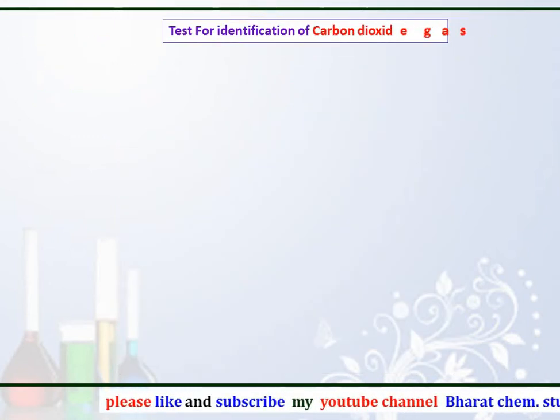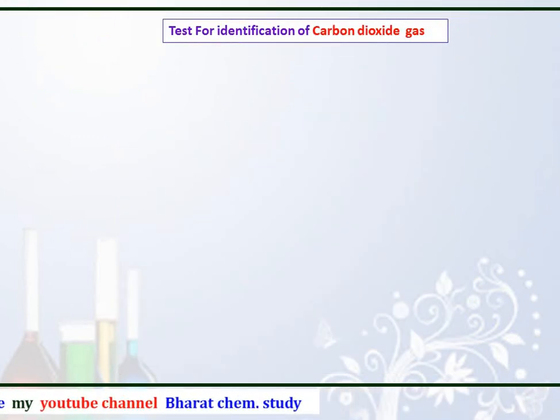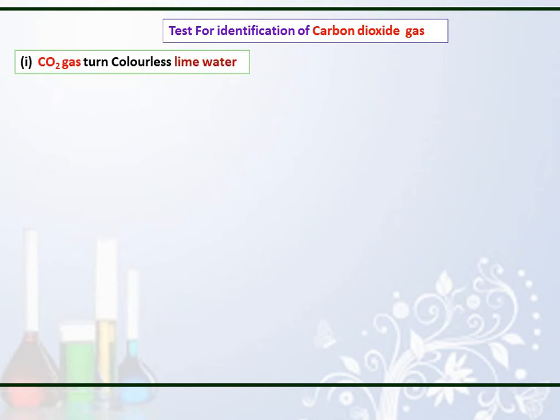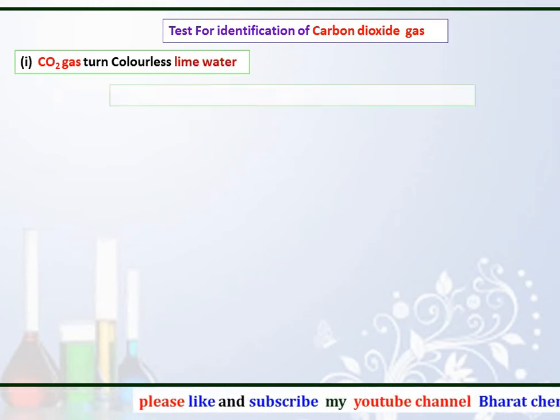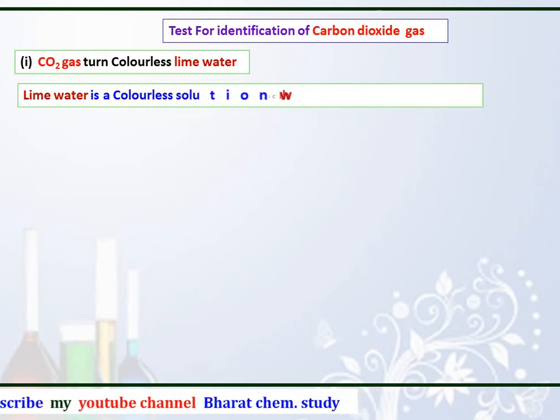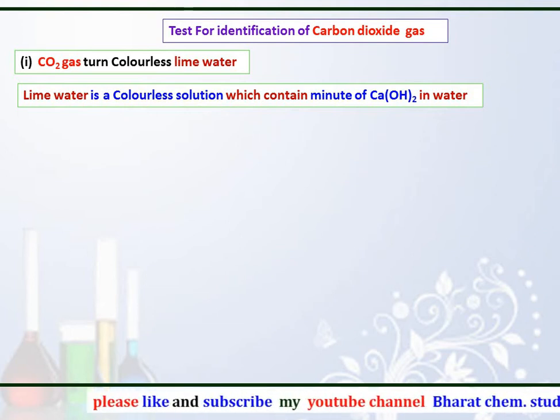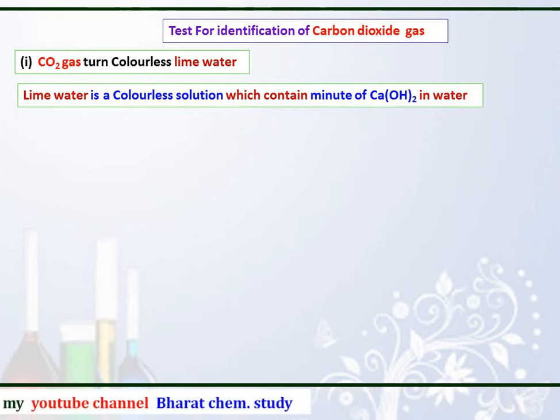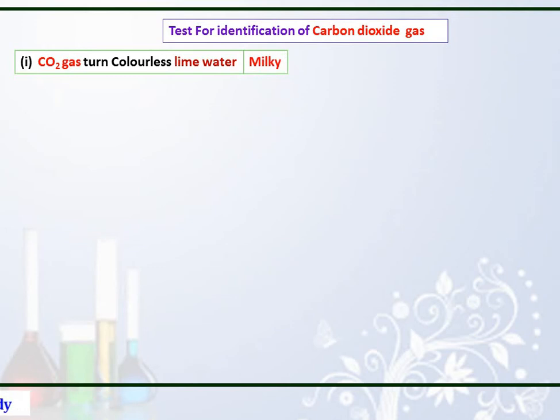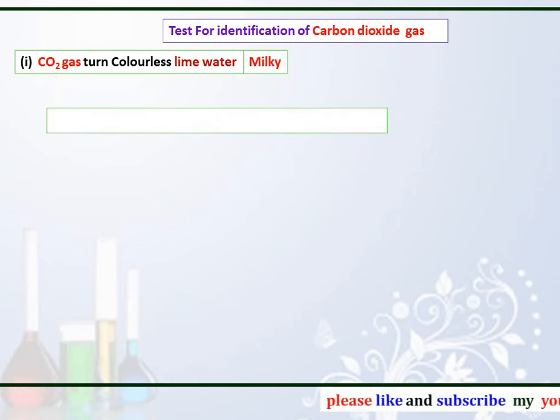The test for the identification of carbon dioxide is that carbon dioxide turns colorless lime water milky. Lime water is basically a colorless solution which contains very minute particles of calcium hydroxide in water. So carbon dioxide turns this colorless lime water milky on passing through it.